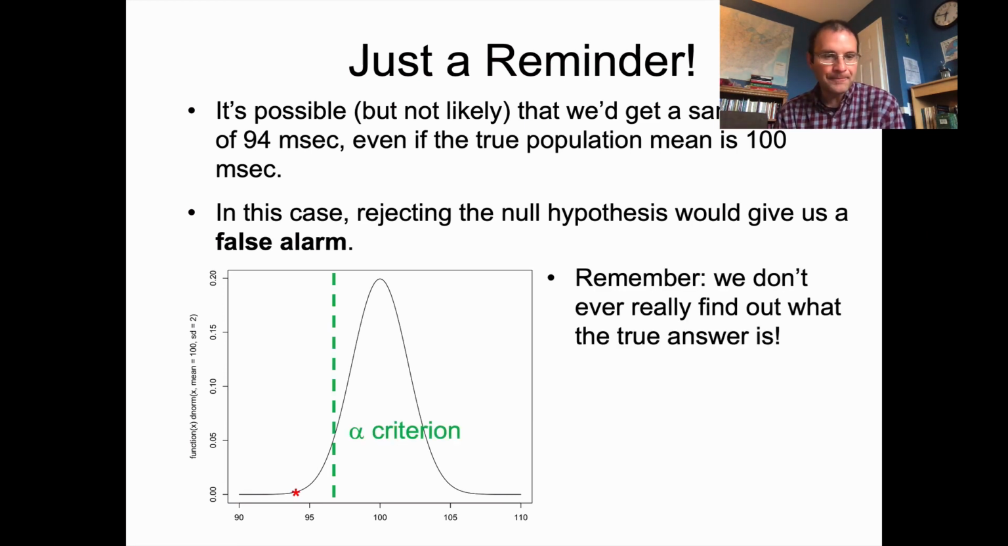Just to put this out there in graphical form again, if you run this experiment thousands and thousands, millions of times, you're going to get sample means along this distribution. That's the sampling distribution. And sometimes those sample means will be out here in the tail, such that they are lower than the value specified by this alpha criterion. That's going to happen 5% of the time. If you run this experiment 100 times, 5 times you will make false alarms on average. 5 times you will have sample means out here in the tail, such that you reject the null hypothesis even though you shouldn't.